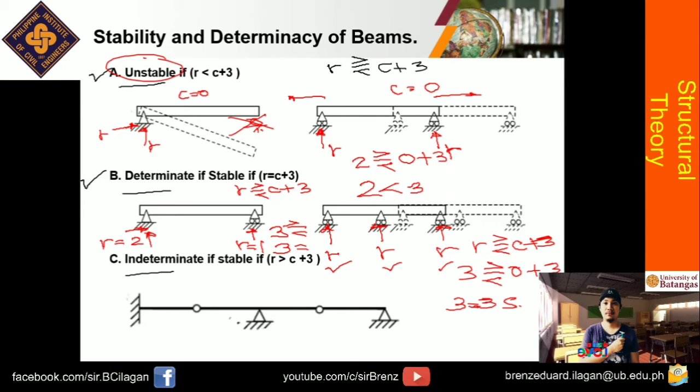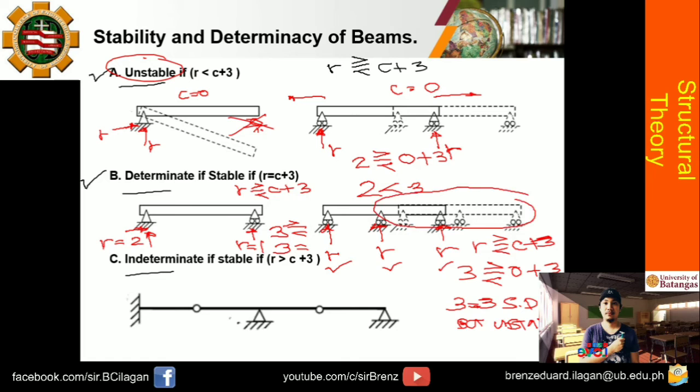But as you can see, wala siyang horizontal reaction. So ito ay magkakaroon ng additional condition, but unstable based sa support na condition na binigay, kasi wala ang horizontal support. So kapag nagkaroon siya ng external load na horizontal, gagalaw siya, mag-slide, as you can see here in the dash line. Okay? And the last will be for the indeterminate if stable.